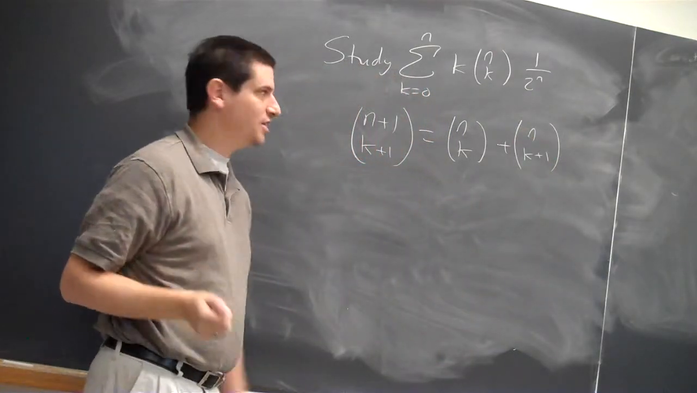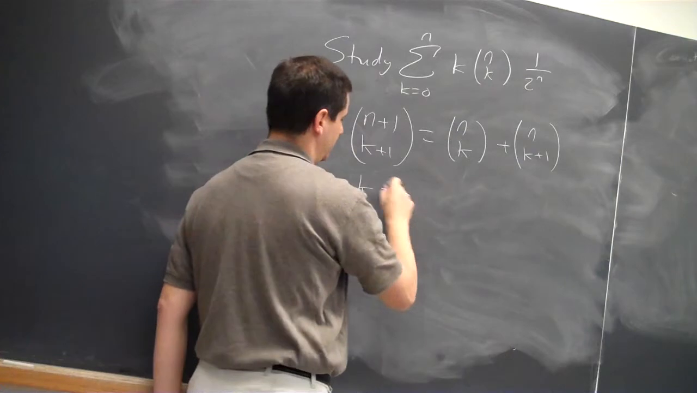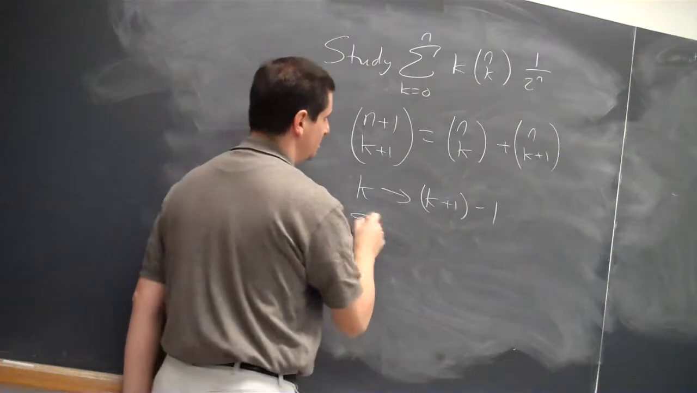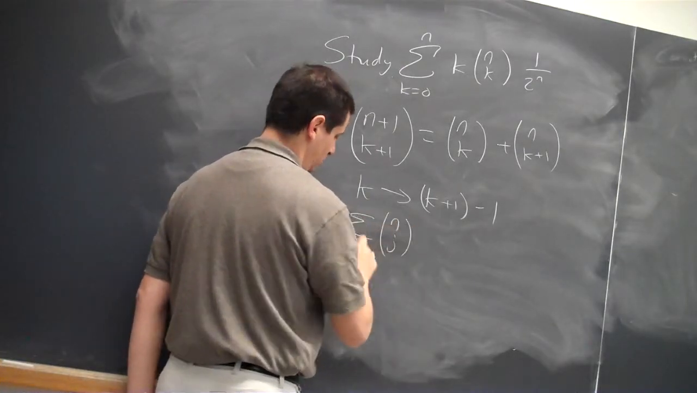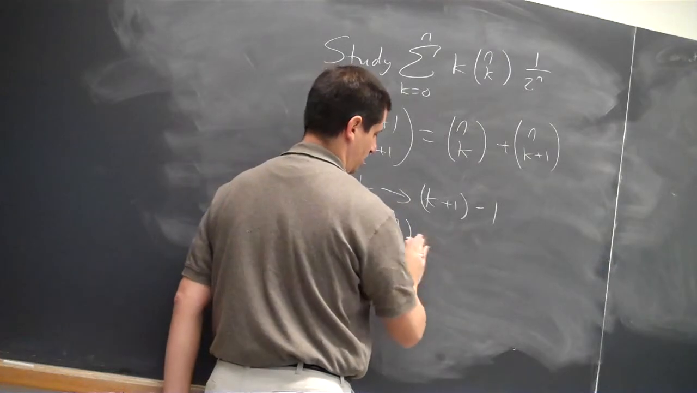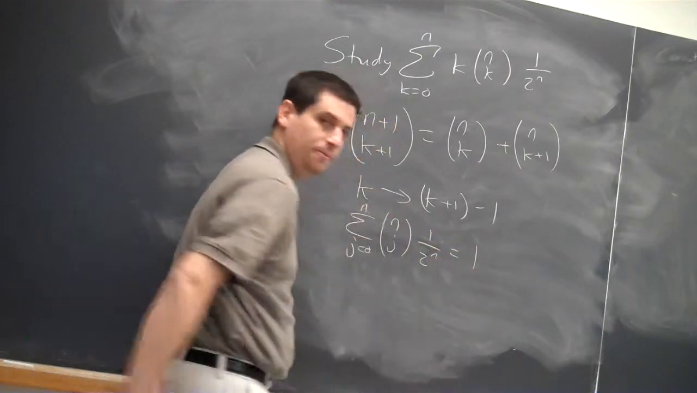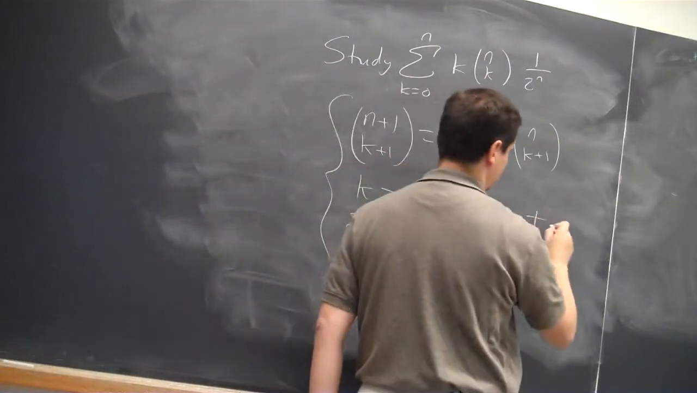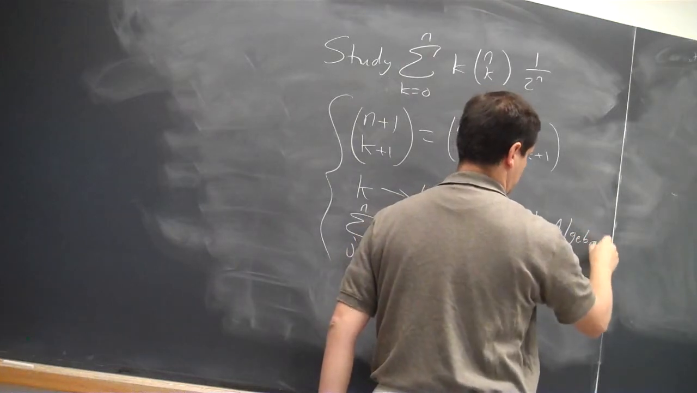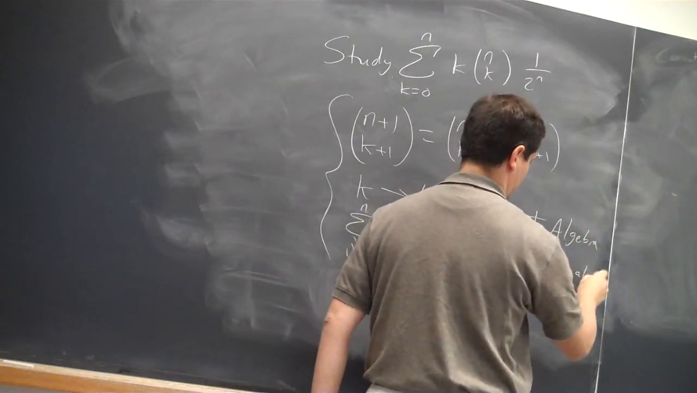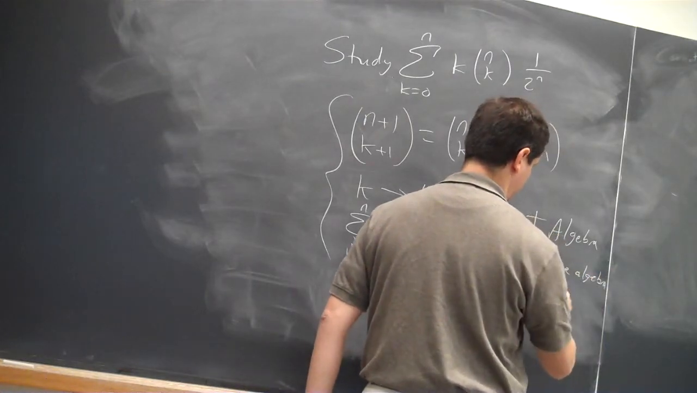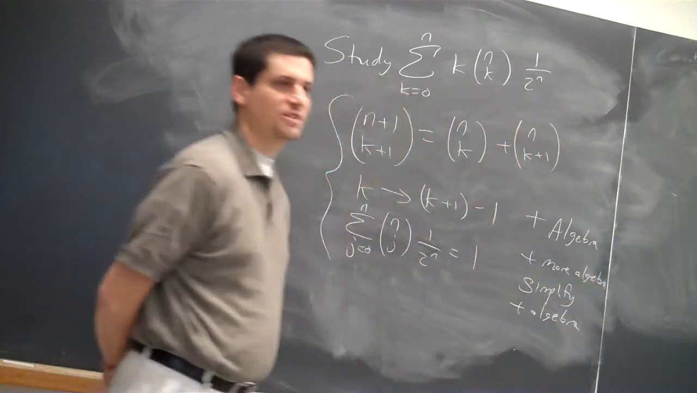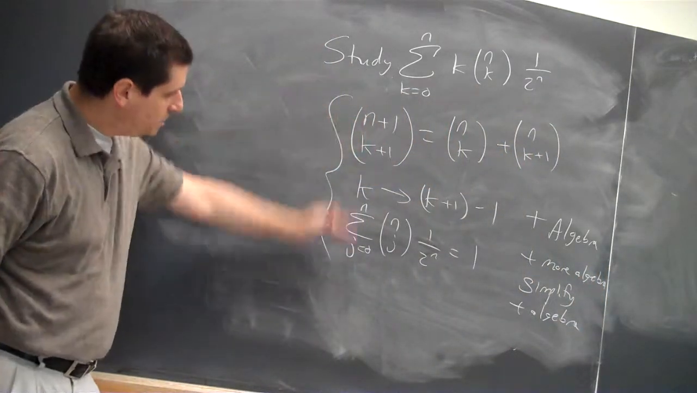So if you want to prove it by induction, use this. You may need to write k as k plus 1 minus 1. You may need to use the sum of n choose j, j goes from 0 to n, with a 1 over 2 to the n, equals 1. If you use all of these ingredients, and of course add algebra, and then add more algebra, then simplify, and add some more algebra, you will get to the right answer. So for extra credit, make this work.